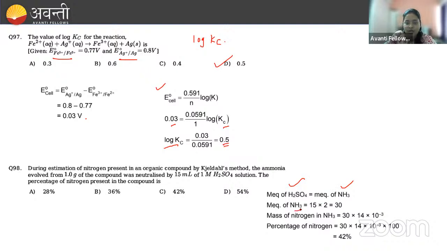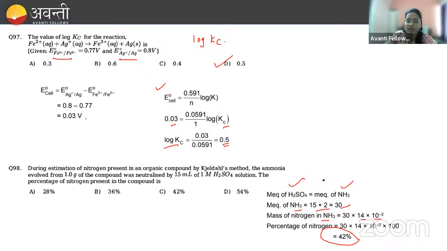So milliequivalent of ammonia हम लोगों को मिल रहे हैं यहाँ पे 15 into 2 is equal to 30. So mass of nitrogen will be what? 30 into 14 into 10 raised to -3. So you will get percentage in terms of 42%. उसको percent से multiply कर दिया, हमको आ जाएगा आंसर 42%. ठीक है, law of equivalence use करना था.